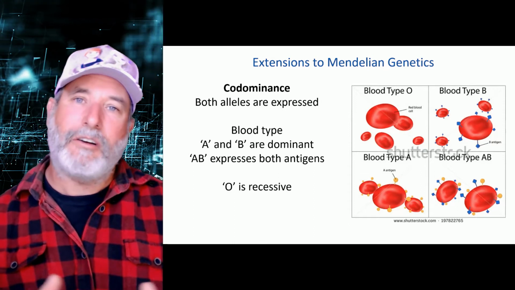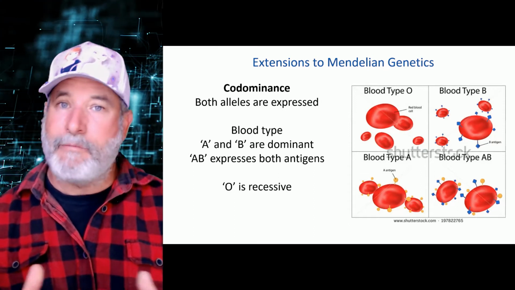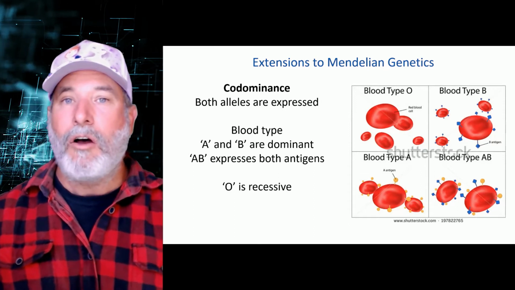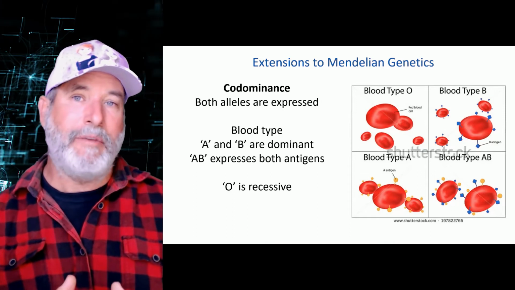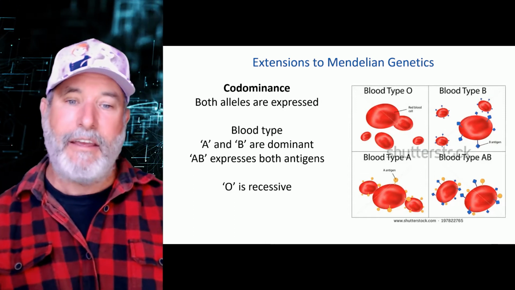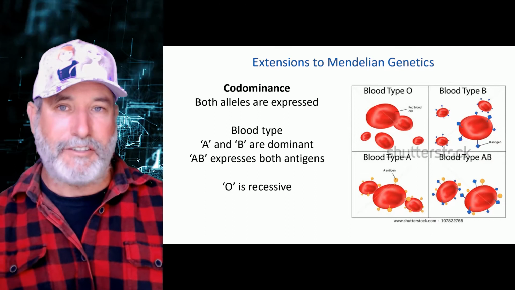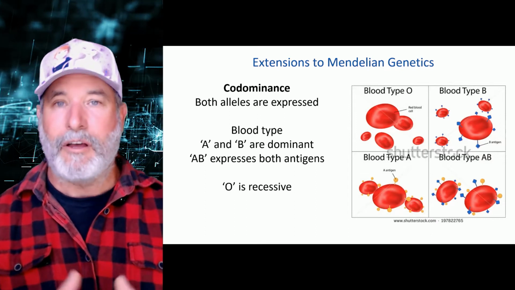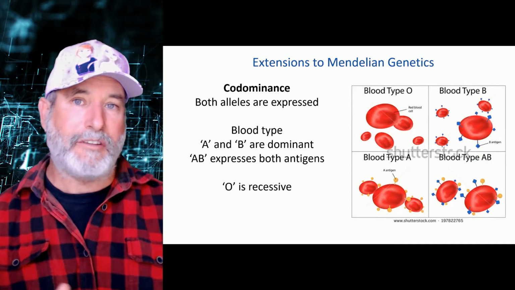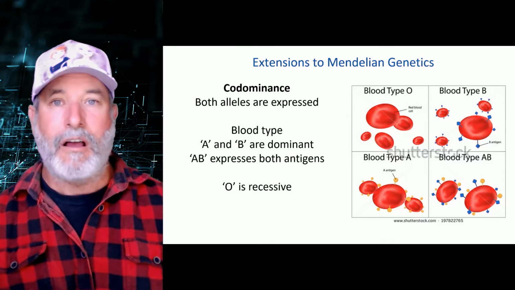And you can also be codominant. Anybody out there AB blood? Well, if you're A and B blood, what that means is you're expressing the A antigen and the B antigen. You're expressing both of them. So that's codominance. One's not dominant over the other.